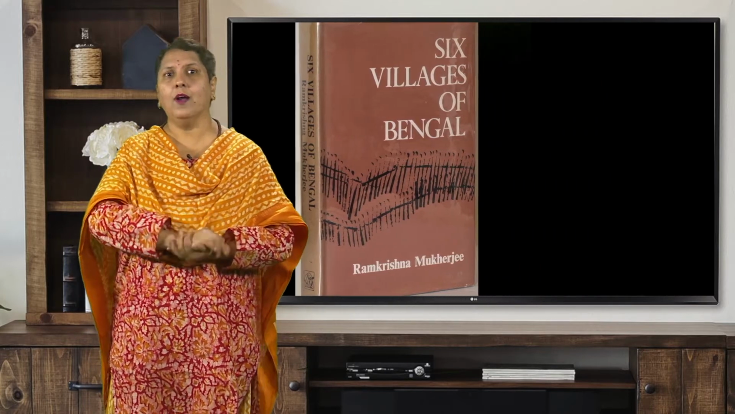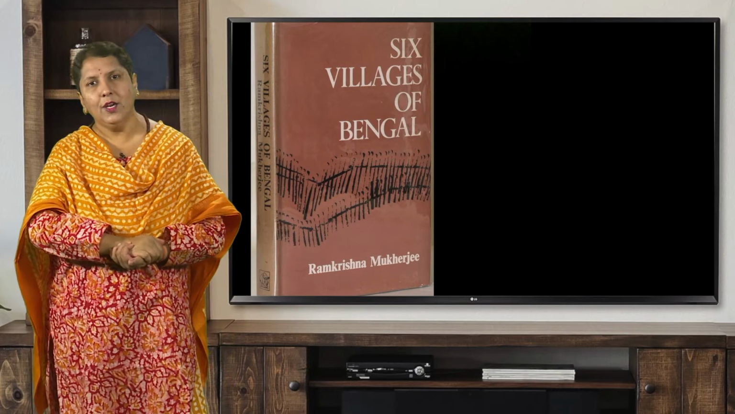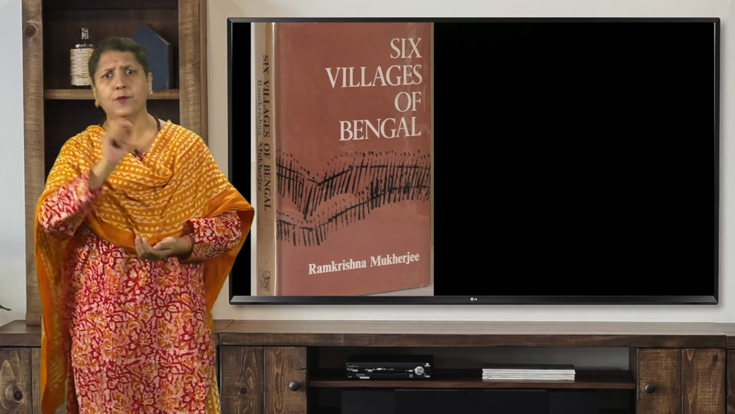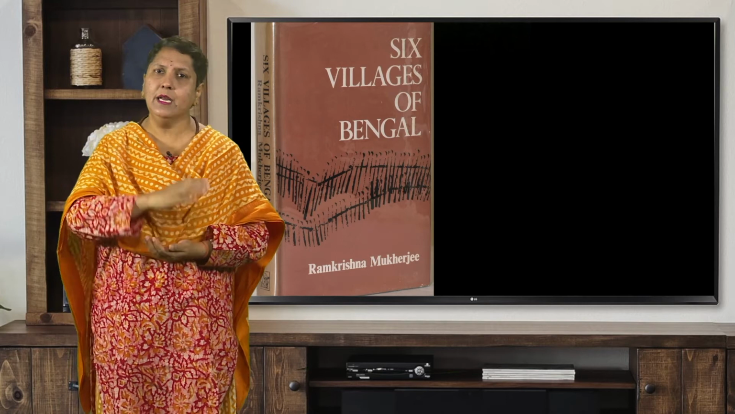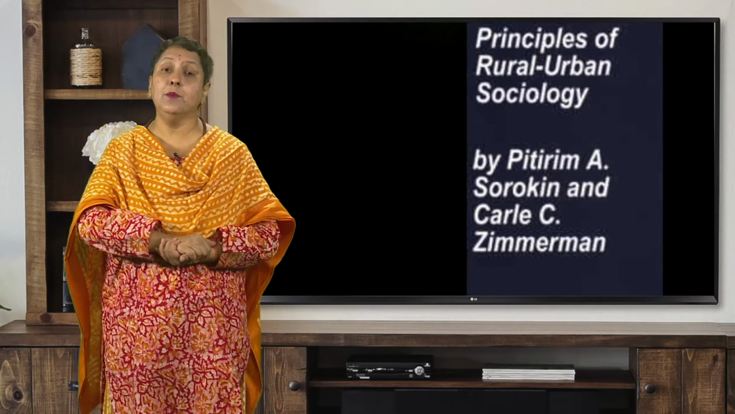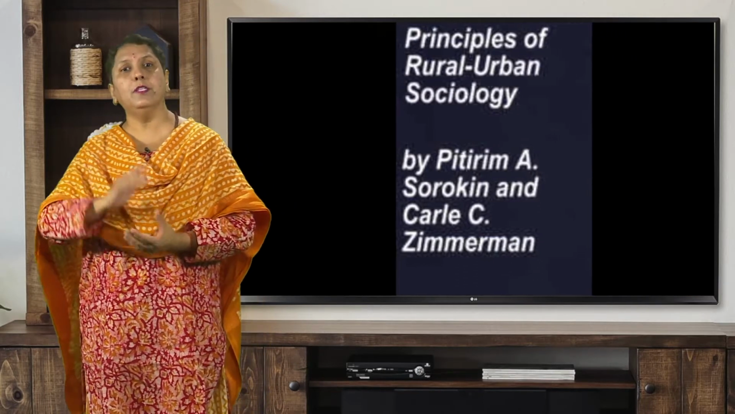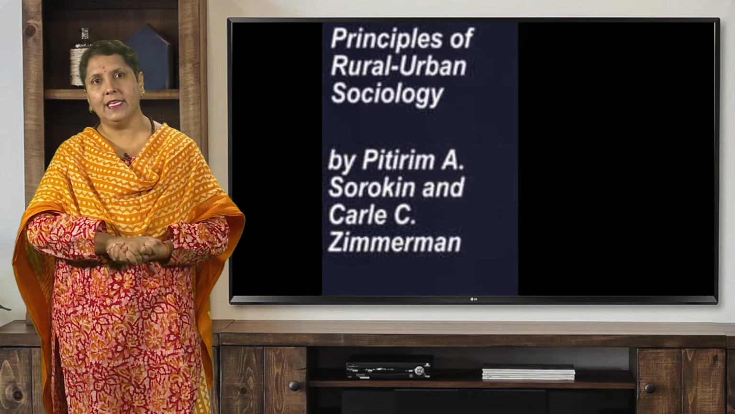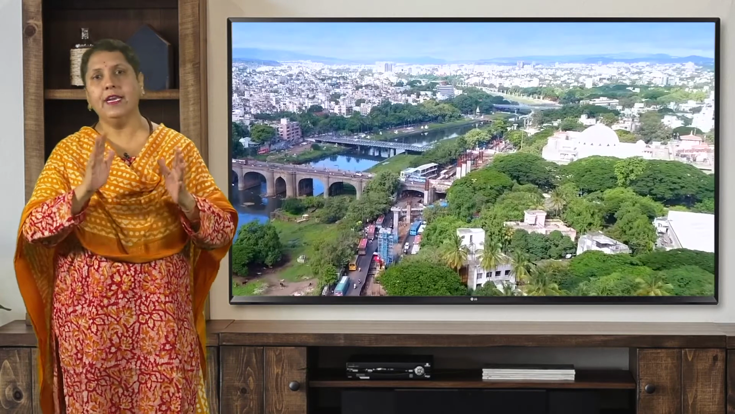Ramkrishna Mukherjee prefers the continuum model, speaking of the degree of urbanization as a useful conceptual tool for understanding rural-urban relations. P.A. Sorokin and Zimmerman, in Principles of Rural-Urban Sociology, have stated that the factors distinguishing rural from urban communities include occupation, size and density of population as well as mobility, differentiation and stratification.